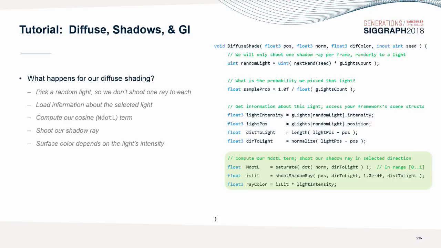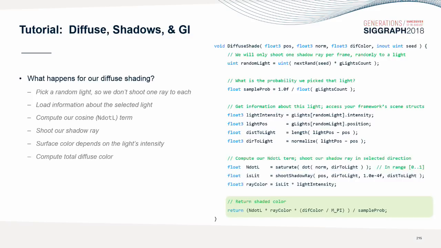Then I'm going to do some shading computations. Again, this is diffuse, so I'm going to use a Lambertian BRDF here. So I need to compute n.l. Well, I need to do that anyways. But I want to make sure it's in the range 0 to 1, so I'll saturate it. Then I'll shoot a shadow ray, which is that function that I defined before. This will either return 1 or 0, depending on whether you're lit or not. My ray color is then the intensity of the light times that 1 or 0 that I return. It's either bright or it's completely shadowed. And then I return that shaded color from my function.